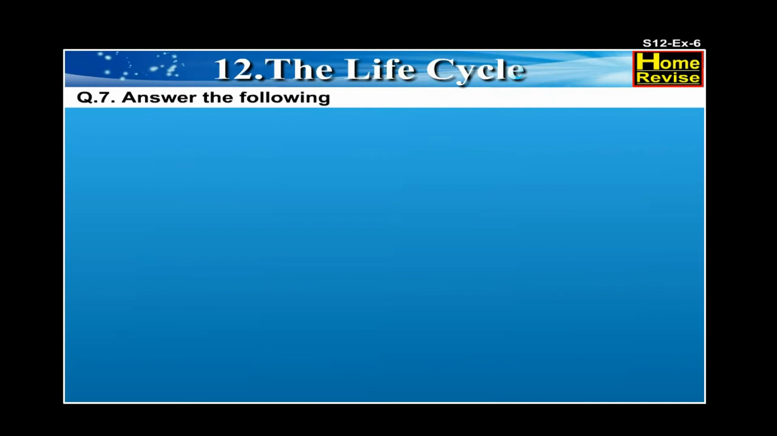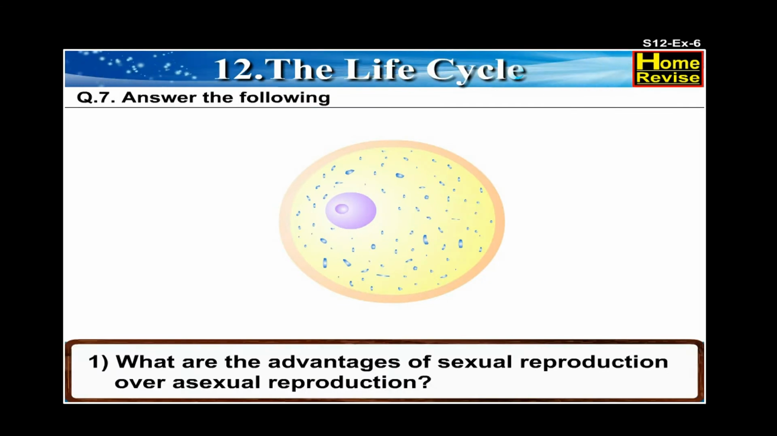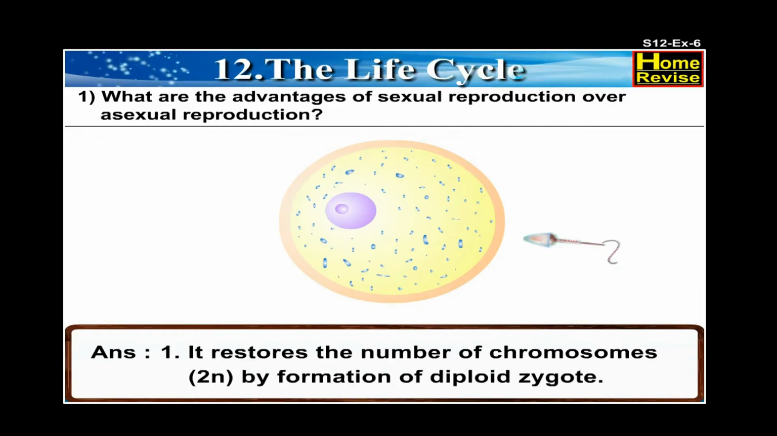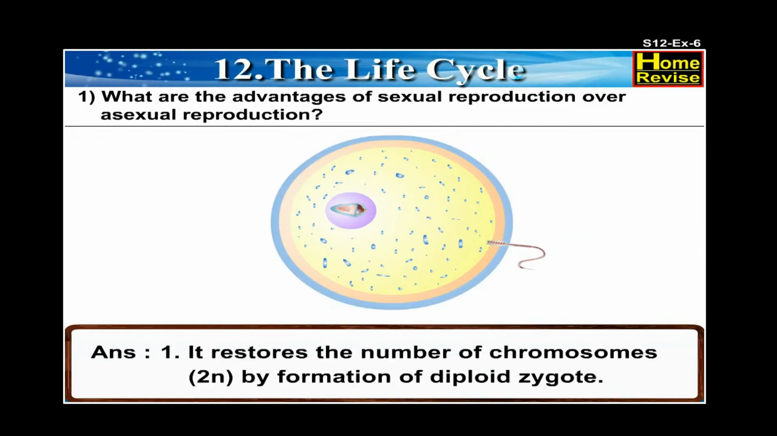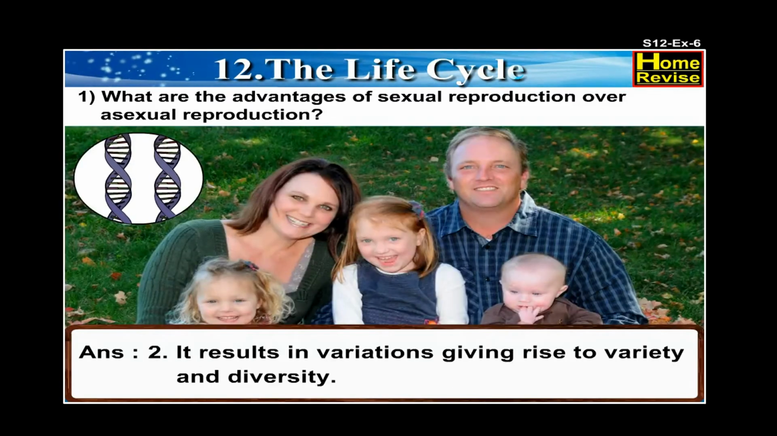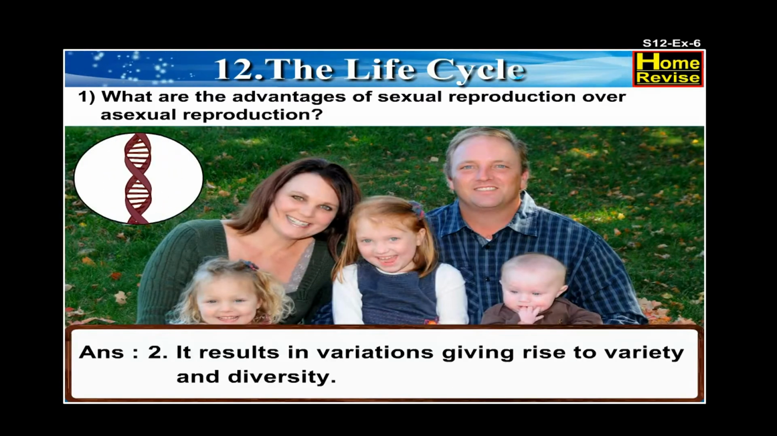Question 7. Answer the following. First, what are the advantages of sexual reproduction over asexual reproduction? Answer. Advantages of sexual reproduction. 1. It restores the number of chromosomes 2n by formation of diploid zygote. 2. It results in variations giving rise to variety and diversity.